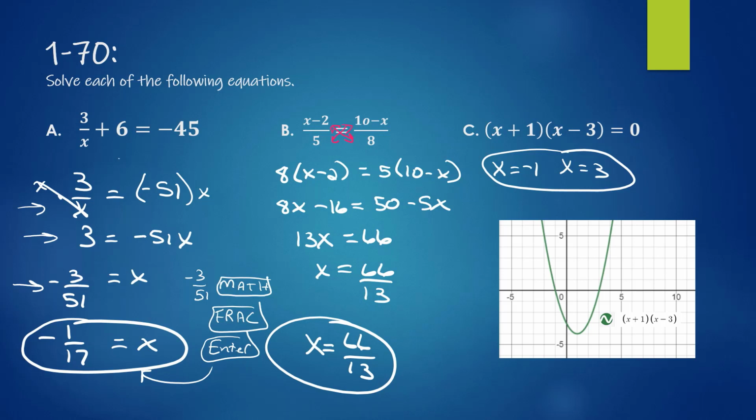Okay? All right. B, you see I did cross multiplication here. So I multiplied 8 times x minus 2 and 5 times 10 minus x. You can see all the solving that I did down to x equals 66 over 13. Well, when I do the calculator thing on this answer, 66 over 13 is the final answer.